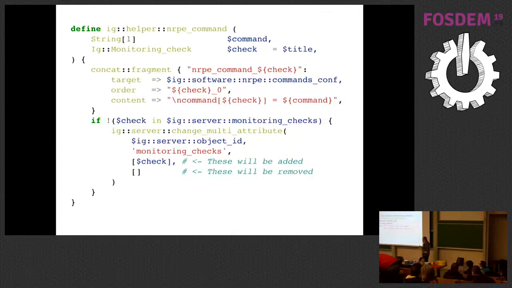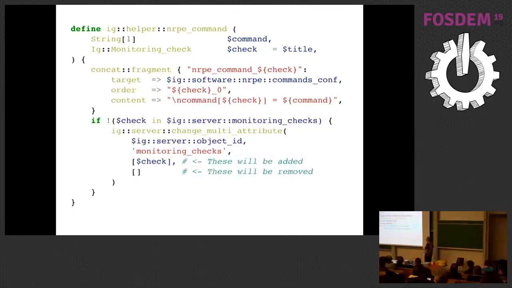Like the name suggests, this basically is where the source for our Nagios checks comes from. It does two things. First, it changes the nagios commands config on the local machine we are on. But secondly, which is more interesting, it uses this change multi-attribute function to add a value to the object. So here we see we have ig server object ID. This comes from the Hiera I explained before. Then we have an attribute name called monitoring checks, which is the attribute we are changing. And then we are adding a check.